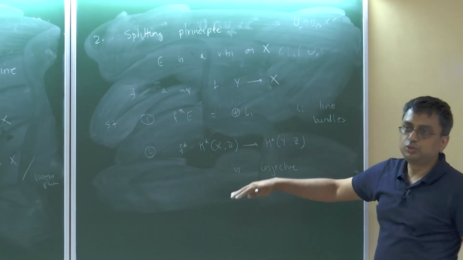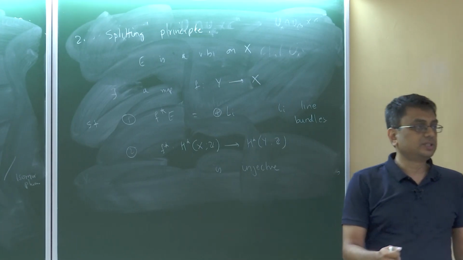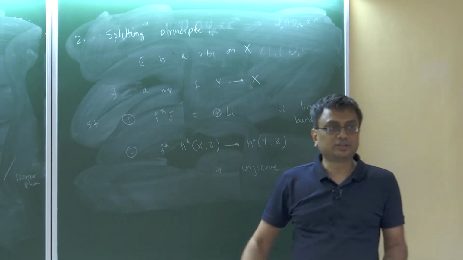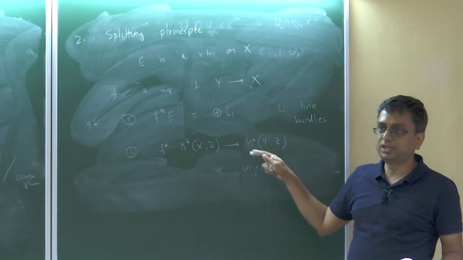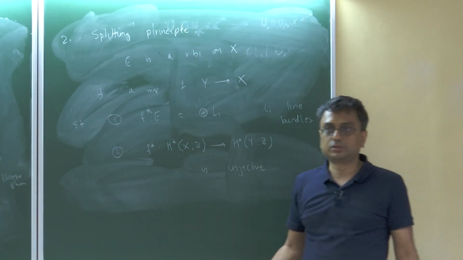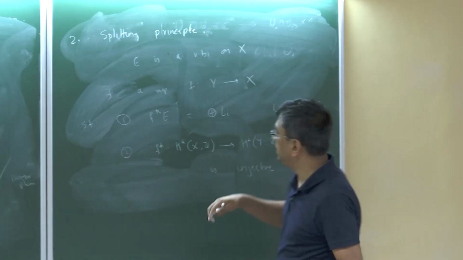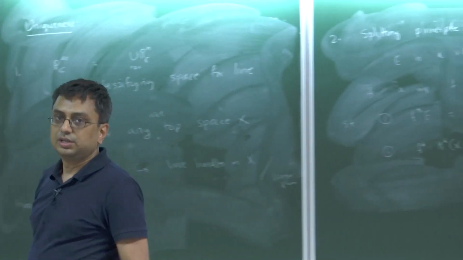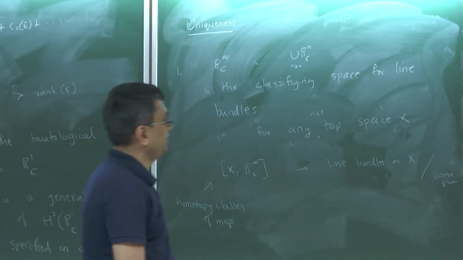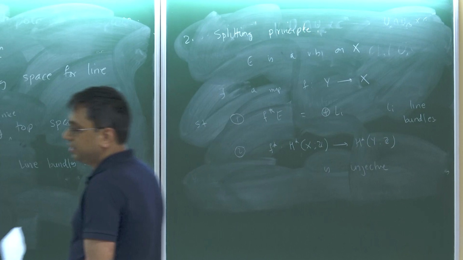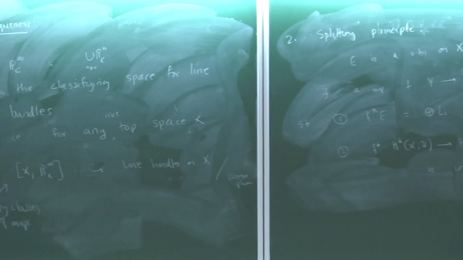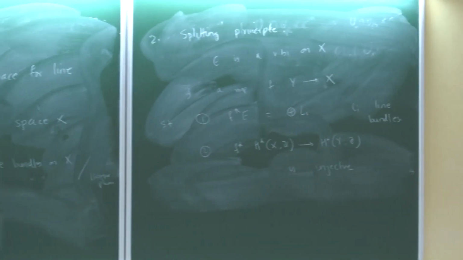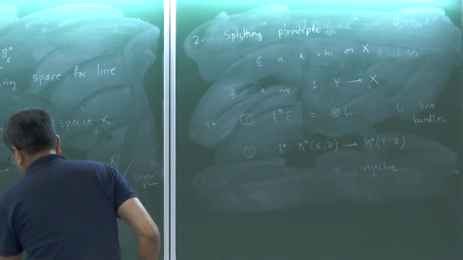But what this allows us to do is, if I want to check some calculation, let's say we want to check uniqueness, for example, I can go to a space without losing information because this map is injective. There I can check equality of cohomology classes. I can go to some other space where this E becomes a direct sum of line bundles. Okay, so that is the idea. So first let us observe that uniqueness holds once I have these two ingredients, and then I'll comment about this.